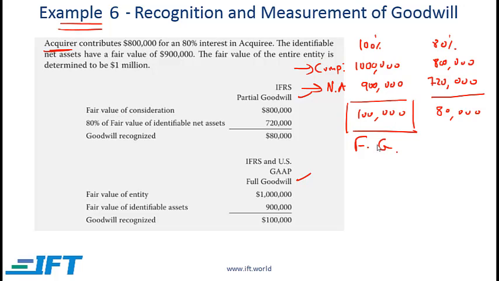The other approach is to take the 80% share and say that 80% of the company is worth 800,000. 80% of the net assets are worth 720,000. The difference is 80,000. So this would be the partial goodwill. And again, I've said this several times, but I will repeat. This is one of the major differences between IFRS and US GAAP. IFRS says that both methods can be used. US GAAP says that the full goodwill method should be used.